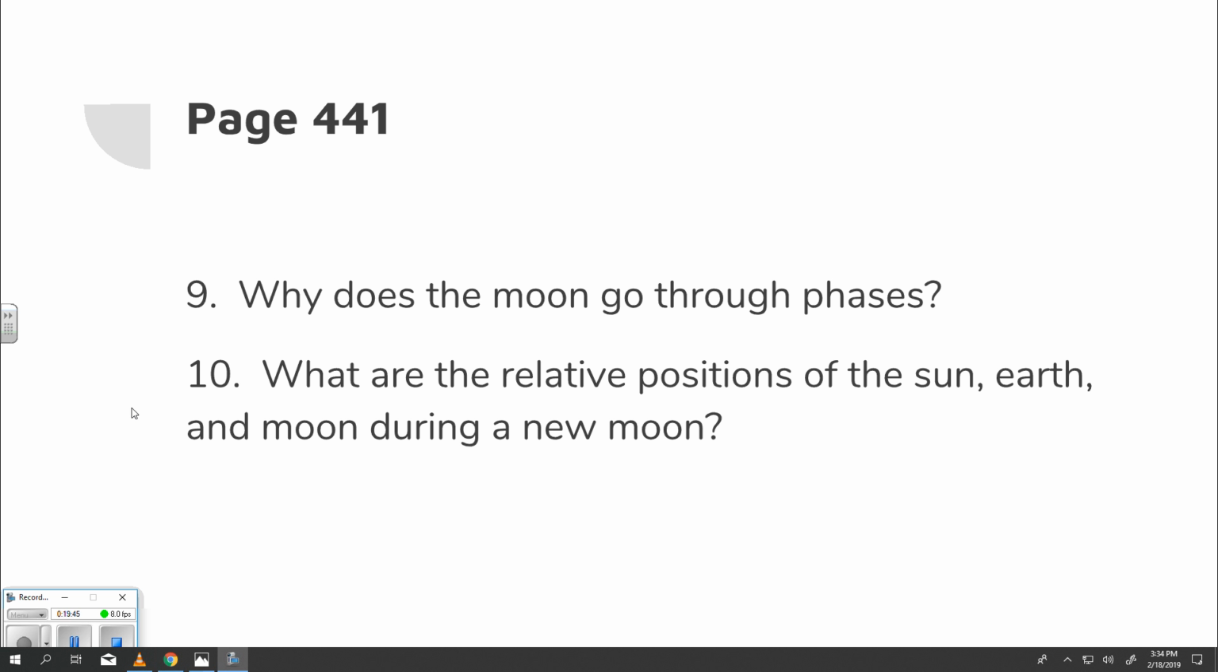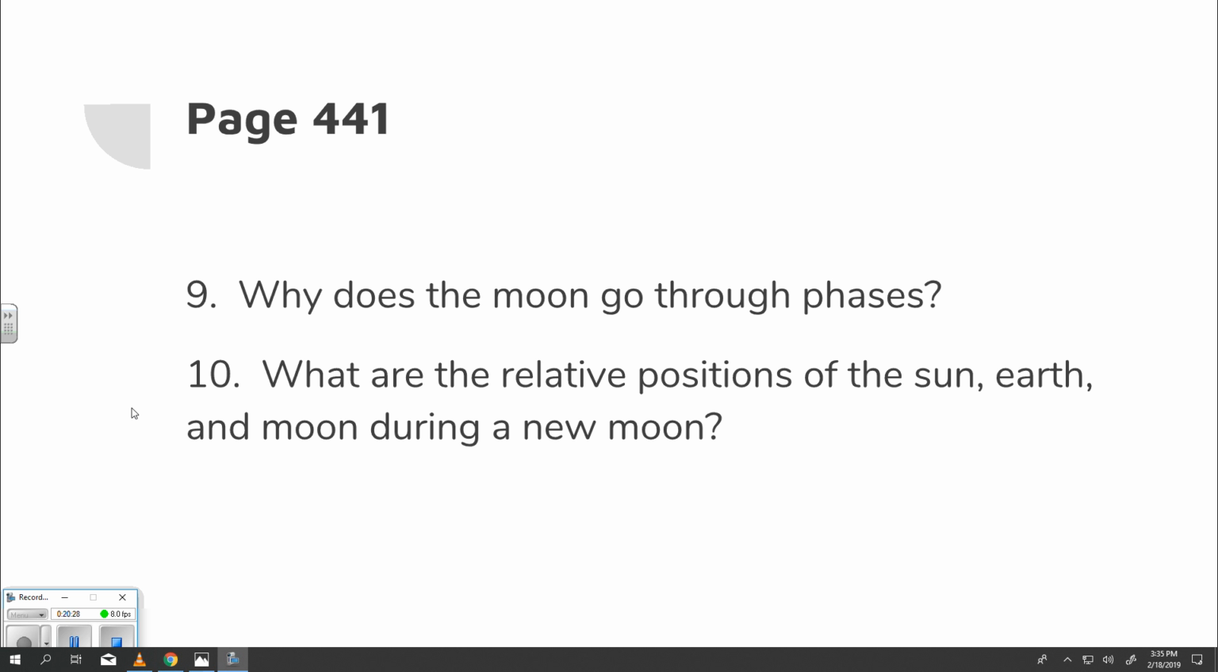Question number 9. Why does the moon go through phases? The moon revolves around the Earth, and different amounts of the near side are lit.